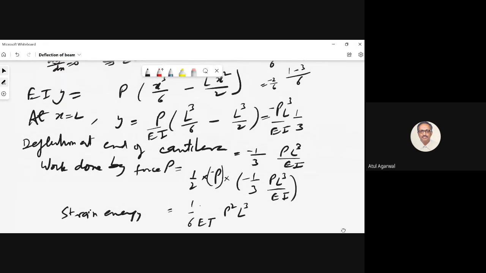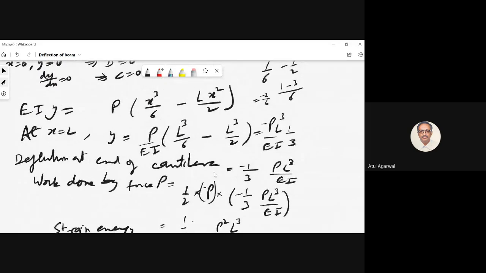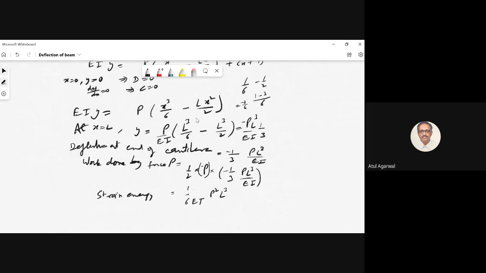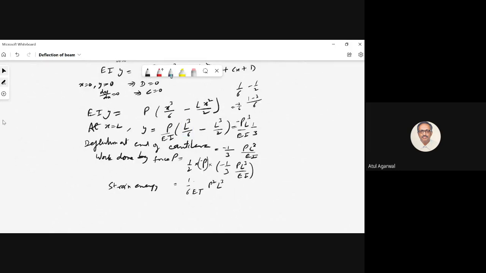And what was your deflection curve? This was your deflection curve. You can also find the slope. So EI dy by dx is equal to P into 3x square by 6 minus 2lx by 2. So what do you get? P into x square by 2 minus lx. So you get the slope.